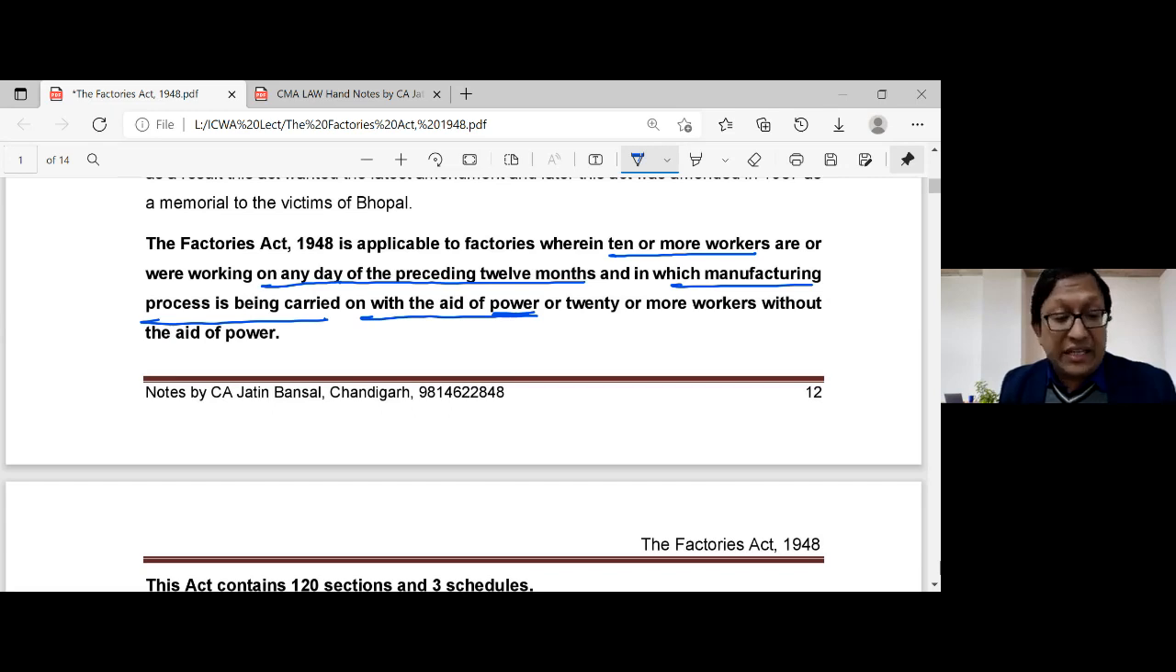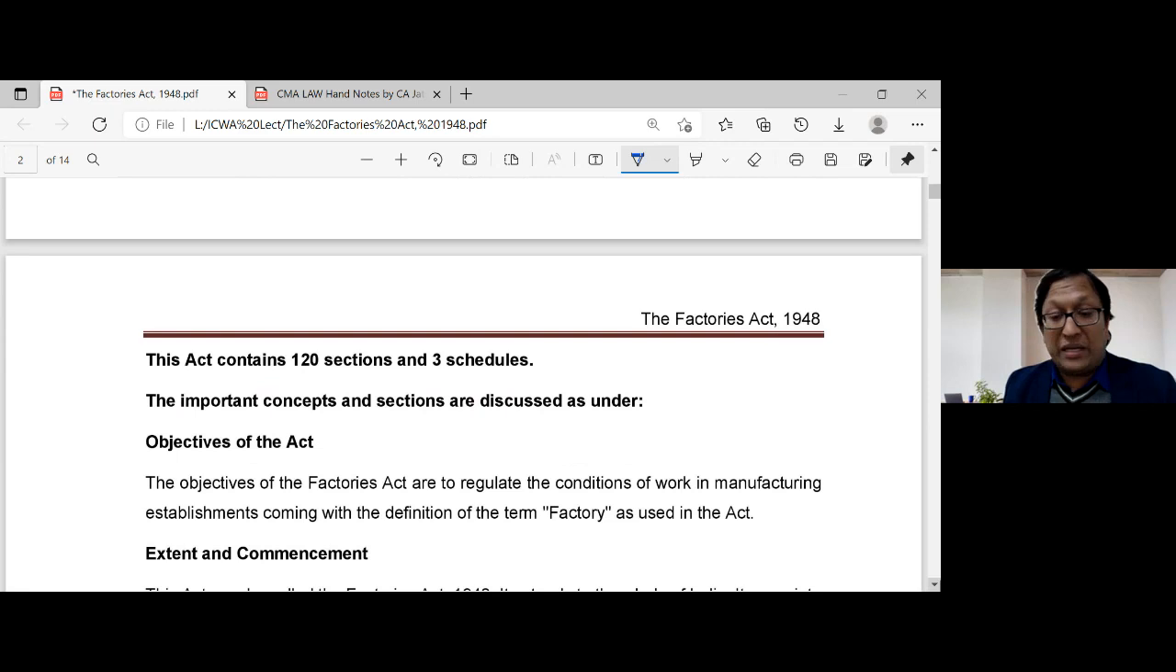If at a place some manufacturing process is being carried on and 10 or more workers are working on any day in the preceding 12 months, then that place is considered a factory as per this act, and the act is applicable to those factories. And if 20 or more workers are working without the aid of power, then the Factories Act 1948 will be applicable.